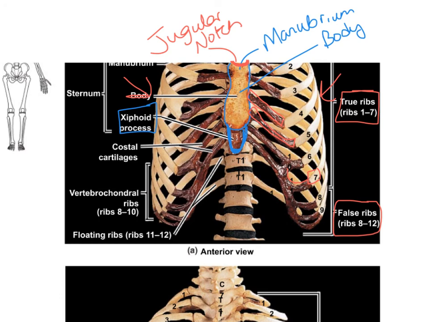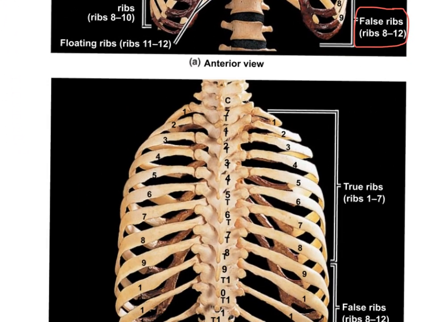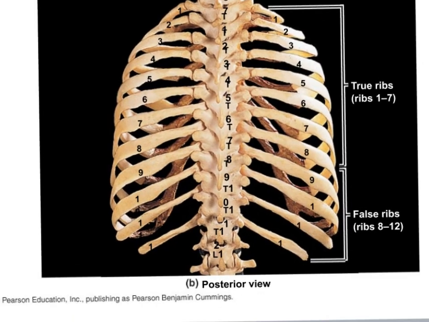And if we look at the very last 2 ribs here, ribs 11 and 12, you can see that they don't attach at all. So they are false ribs, but we also identify those as floating ribs because they don't attach at all. And underneath those are the kidneys.